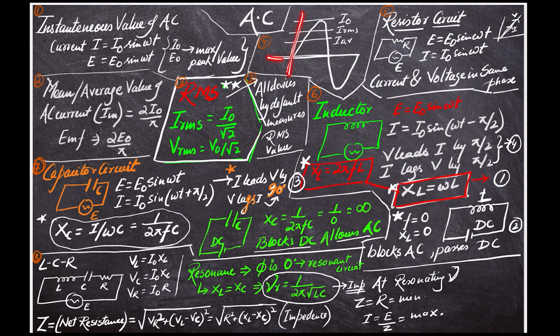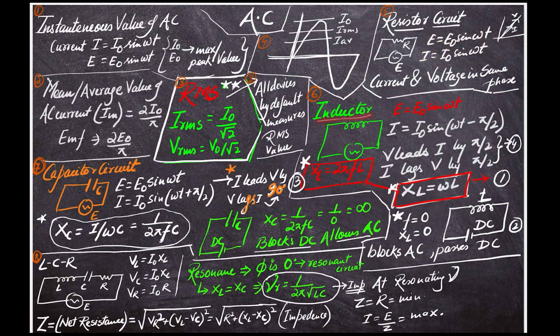Now this is the graph. The top one is the peak current, a bit below is I RMS, and a bit below is I average. Very simple. Next is a resistor circuit. What is a resistor circuit? A circuit with just an AC source and one resistance. Here my EMF is E = E naught sin omega t, and my current is I = I naught sin omega t. What you can see is that current and EMF are both in the same phase. If one goes up, the other goes up; if one goes down, the other goes down. Simple.